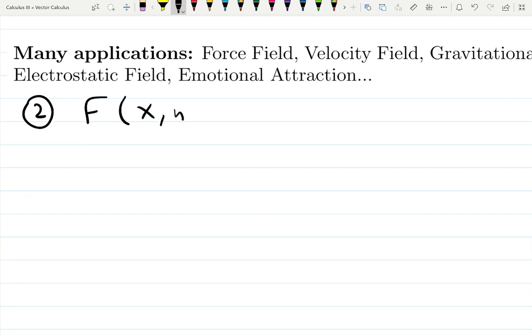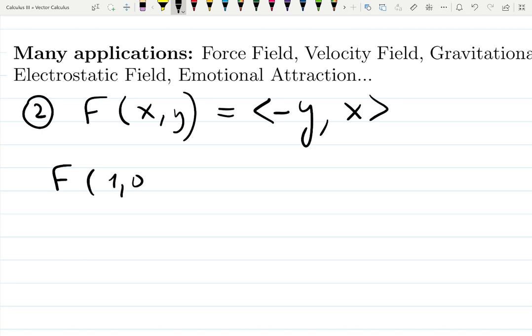F of x comma y: not only will it be the y coordinate first, but it's also negative y, and then x is the second one. Now it will be a little bit hard for the brain to figure out which place goes where. Let's see. F at 1, 0. What is it going to be?